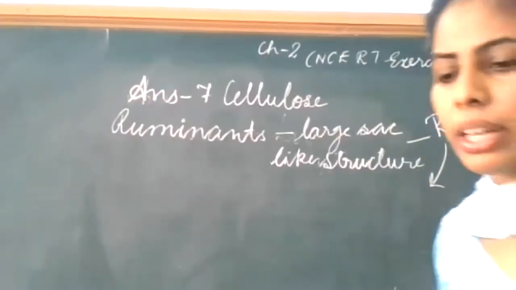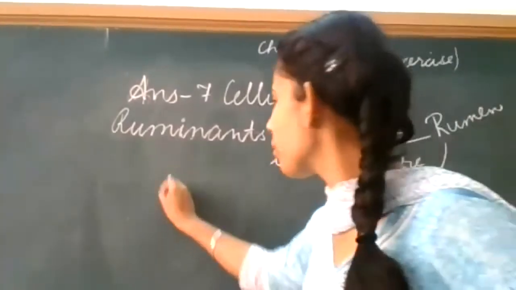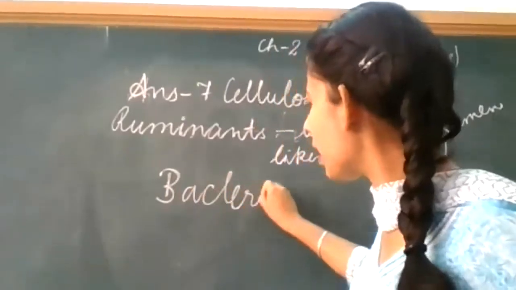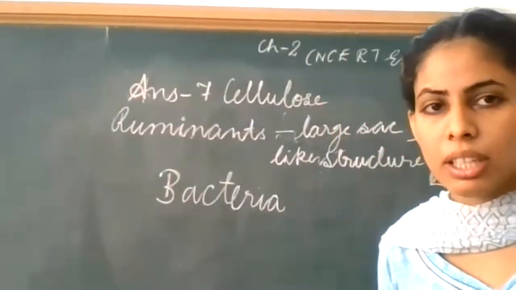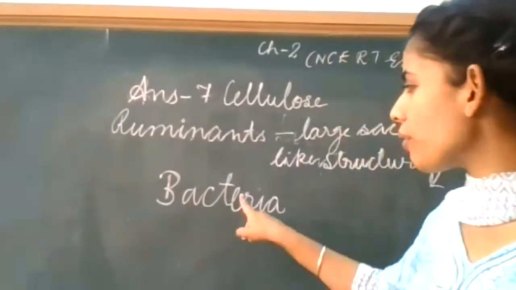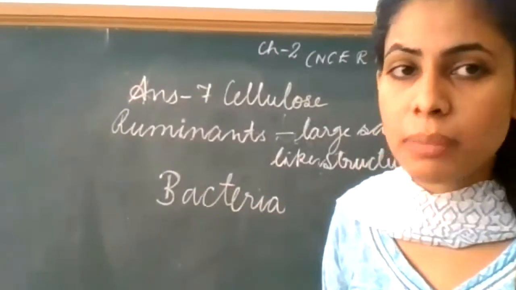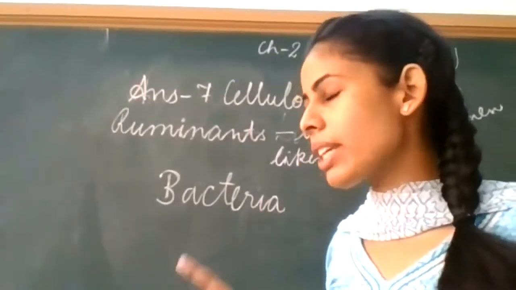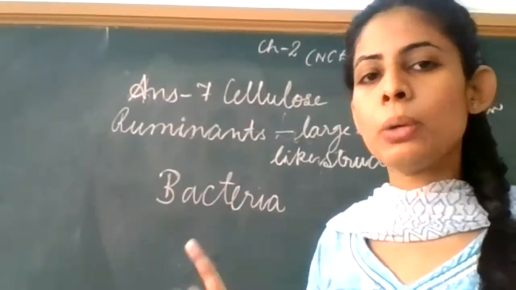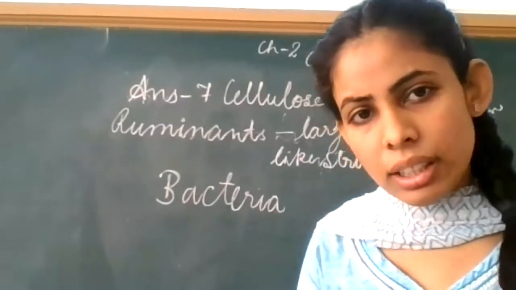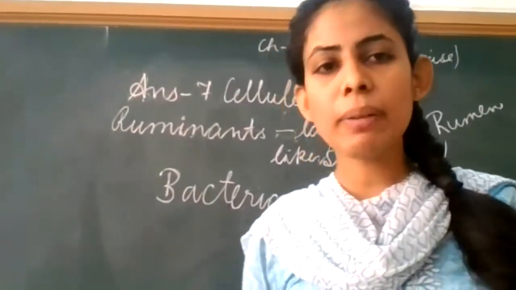Then you will make the next point that the cellulose is digested in the ruminants by the action of bacteria. That is a special type of bacteria that is present in the ruminants. So by the action of this bacteria, cellulose gets digested, but not in humans, because humans cannot digest it as this bacteria is not present in humans. Clear? Is the answer clear to you? You will write the answer in points. Just remember this thing. It will be easy for you.